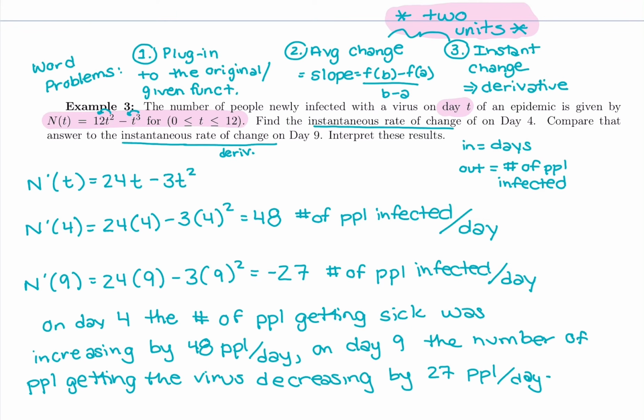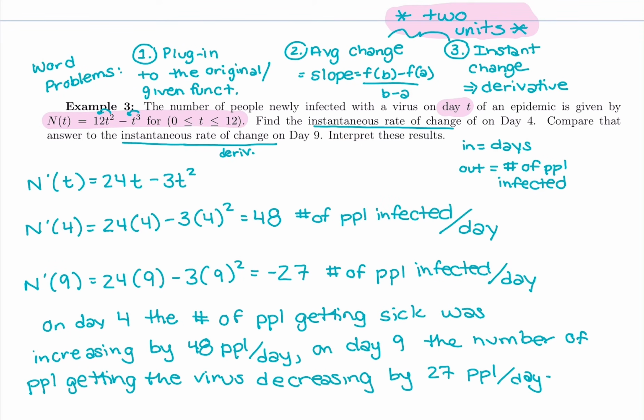So on day 4, the number of people getting sick was increasing. It was going up by 48 people per day. But by day 9, maybe they came out with some sort of antidote or they were separating people or something like that. Something made it so that the number of people getting sick was decreasing by 27 people per day. Maybe the weather changed. Who knows? Something was in the air making this spread really fast on day 4 and then start slowing down by day 9, which is a good thing.